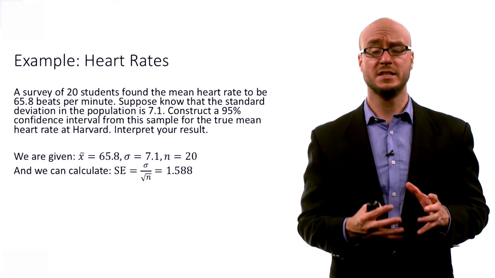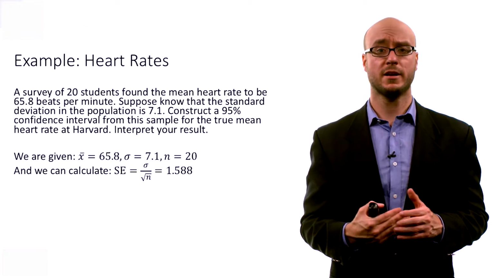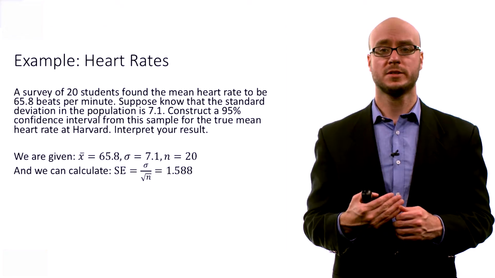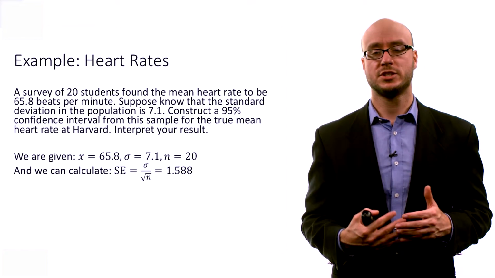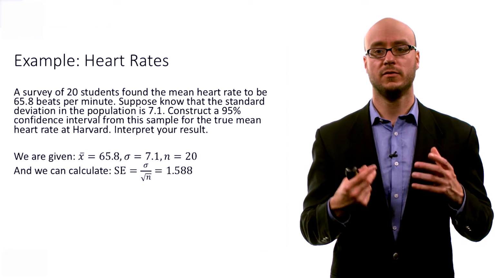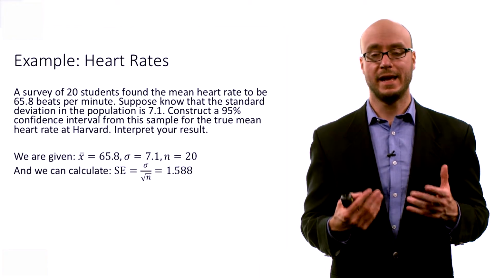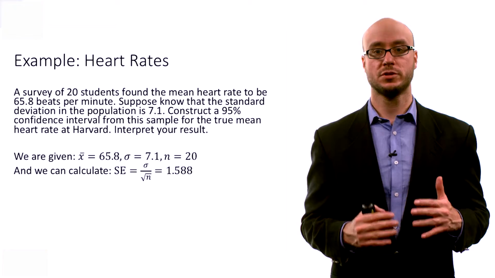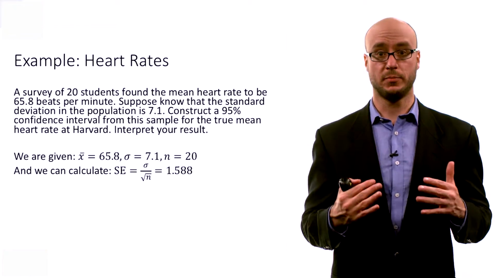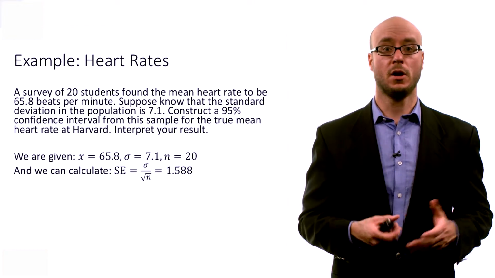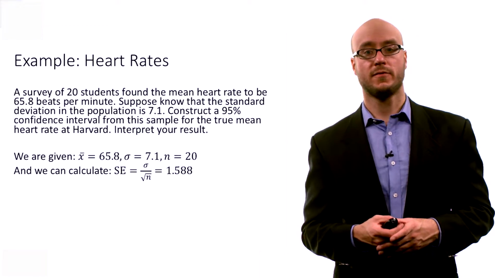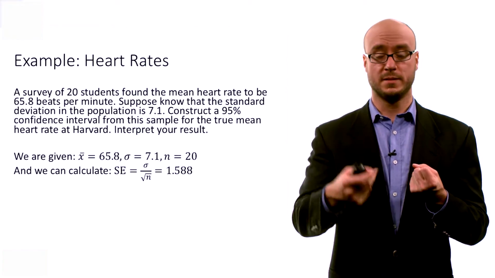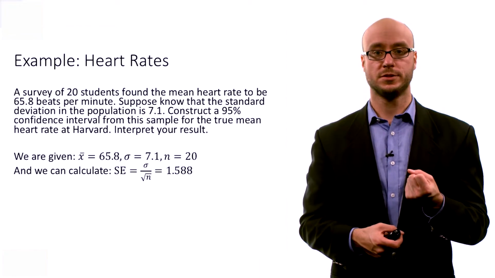Well, let's calculate the standard error. The standard error is just our population standard deviation divided by the square root of our sample size. When we do that calculation, we get a standard error of about 1.588. That is the standard deviation of the sampling distribution for the sample mean, in which the sample mean is the heart rate for students from a random sample from the population of all Harvard students.